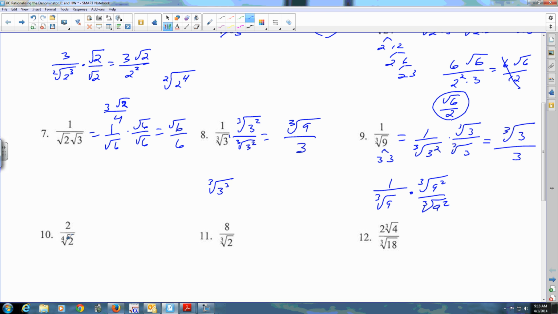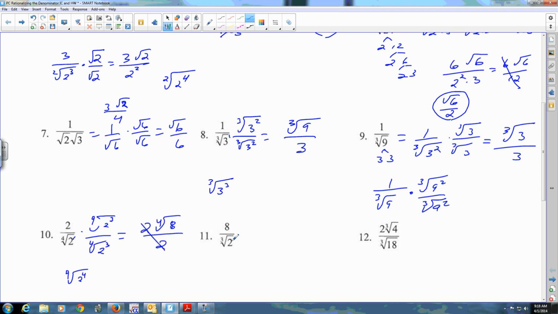Okay? Fourth root. If that was the fourth root of 2 to the fourth, everything would be okay. So how many more 2's do I need? I need 3 more 2's. So I have 2 fourth roots of 2 cubed, or 8, whichever way you want to write it, over, it's now the fourth root of 2 to the fourth, so it's 2. And the 2's cancel.